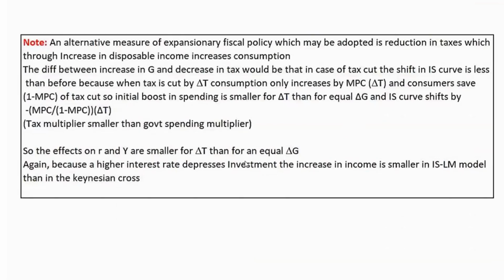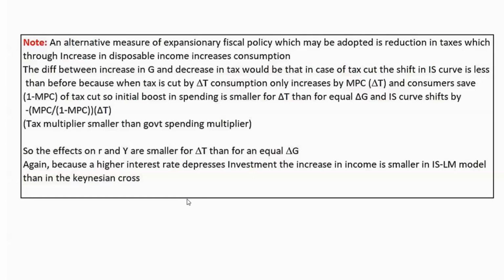So now over here, notice that we talked about an expansionary fiscal policy with respect to an increase in G, but an expansionary fiscal policy can also be through a reduction in taxes, as through an increase in disposable income that increases consumption. Now, the difference between an increase in G and a decrease in taxes as an expansionary fiscal policy would be that in the case of a tax cut, the shift in the IS curve is less than you would have with an increase in G. Because when you increase G by delta G, the IS curve will shift towards the right by delta G times 1 by 1 minus MPC.